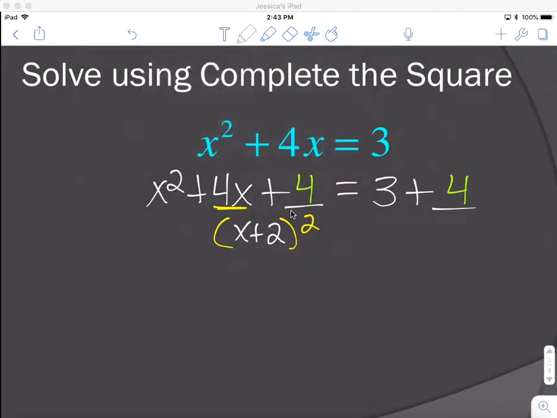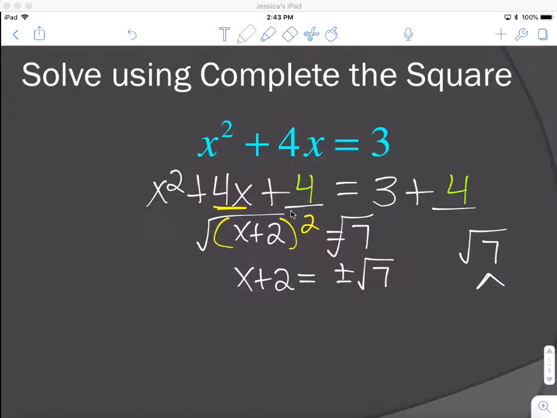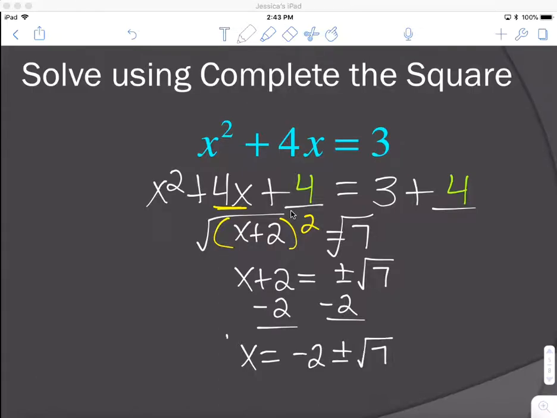To keep going, 3 plus 4 here is 7. And I'm going to square root both sides. Now, I can't take the square root of 7, so we are just going to leave that as plus or minus square root 7. If you could break this down and simplify it, you would want to go ahead and do that. But for 7, since it's prime, you're not going to break it down at all. My final step is to subtract 2 over, and I'm going to write my final answer as negative 2 plus or minus the square root of 7. I cannot combine those because of the square root sign.